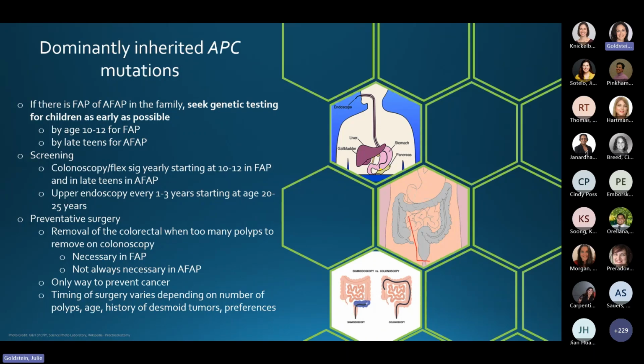One very important thing to know about FAP is that eventually almost everybody with FAP will go on to develop a cancer in the colon and rectum if the colon is not removed. So at some point during the lifespan of somebody with FAP, their polyp burden might be too much for a physician to follow on colonoscopy, and that leads to preventative surgery of the colon.